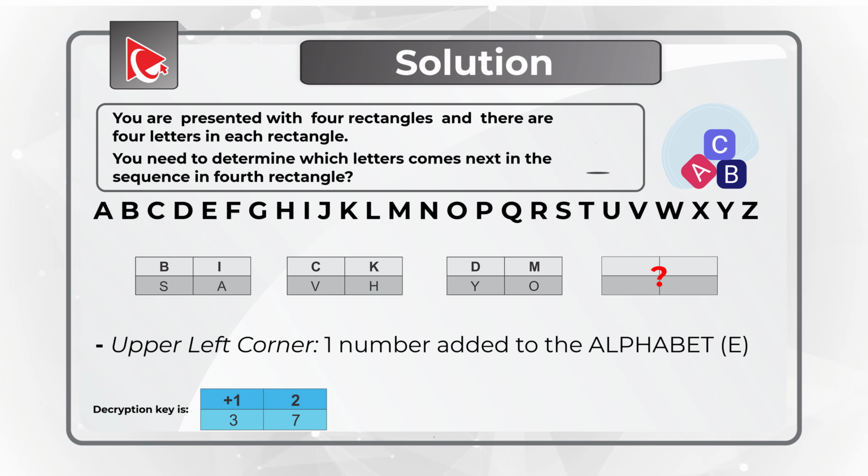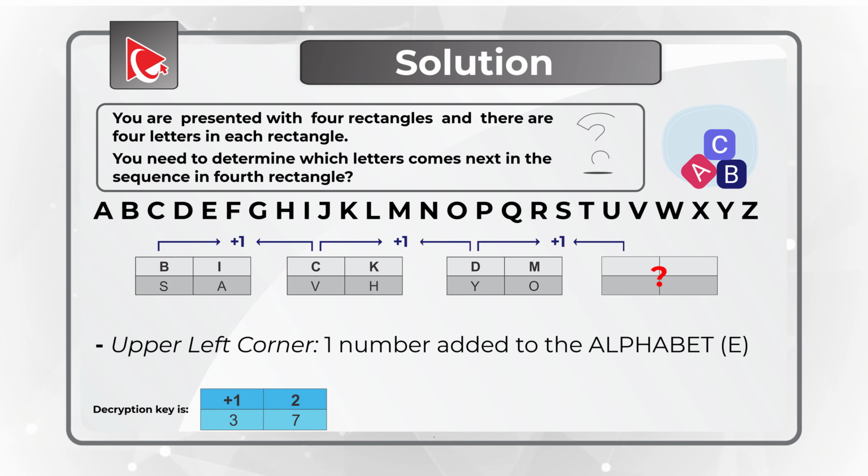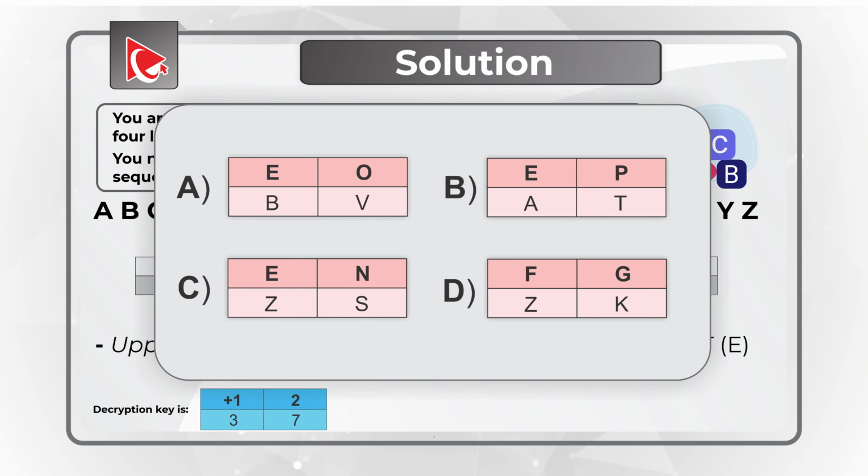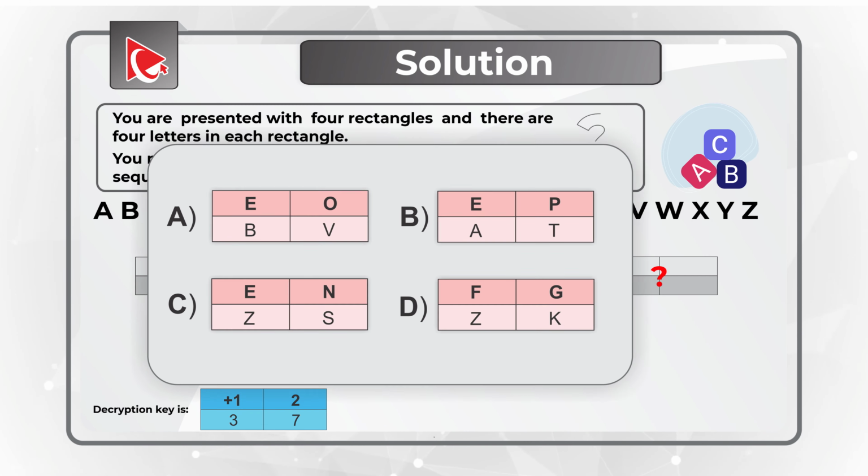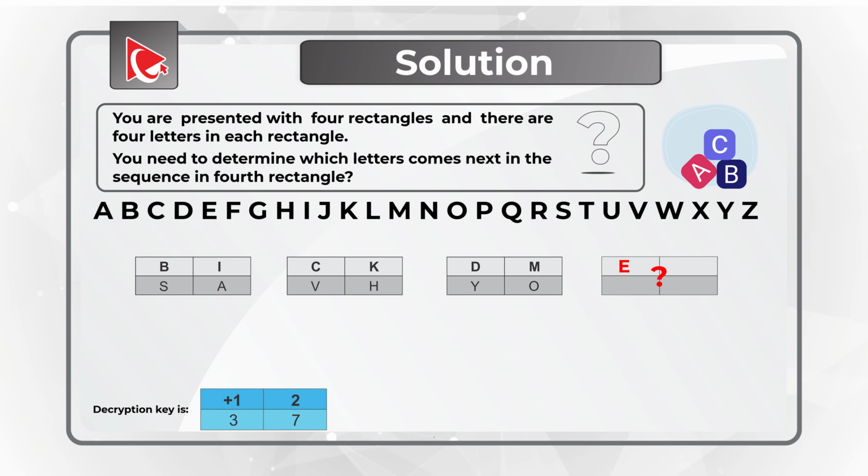You see that the letters are B, C, D, and they match the English alphabet 1 to 1. So the next letter would be E. But if you look at the set of answers, choices A, B, and C all have letter E in the upper left corner. Now let's look at the upper right corner of the rectangle.